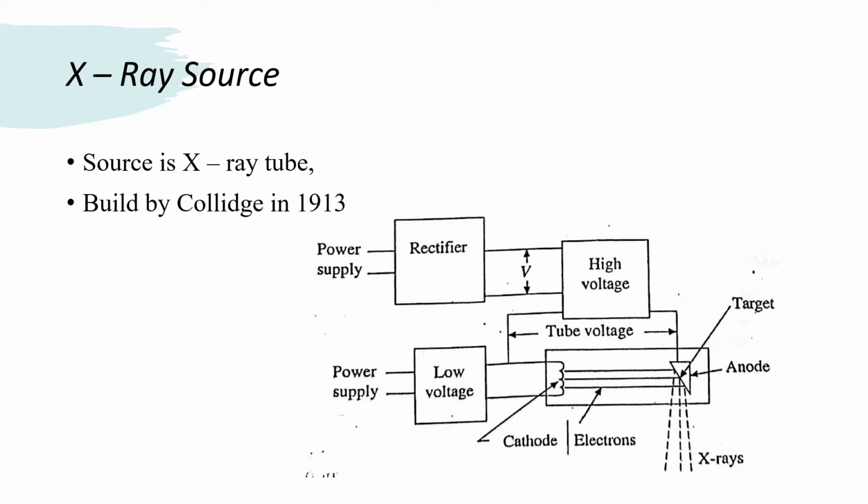The development of electronics has led to the availability of constant potential units which give stable operating conditions. The replacement of the glass tube by metal ceramic ones has led to an extended tube life.